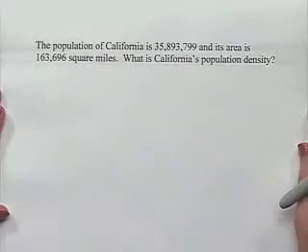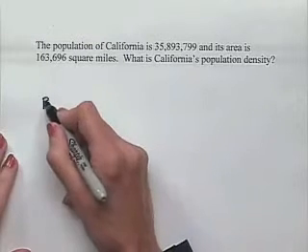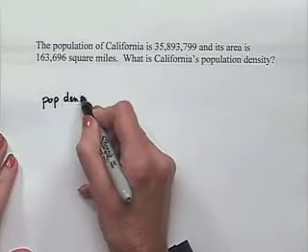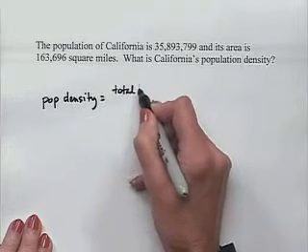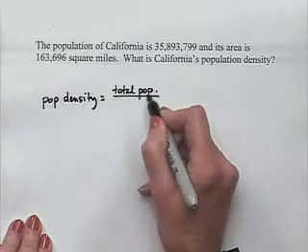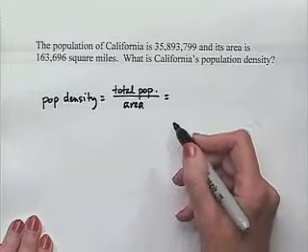Now here's a problem dealing with population density. The population of California is 35,893,799, and its area is 163,696 square miles. What is California's population density? The population density will be defined as follows. It's going to be equal to the total population divided by the area.